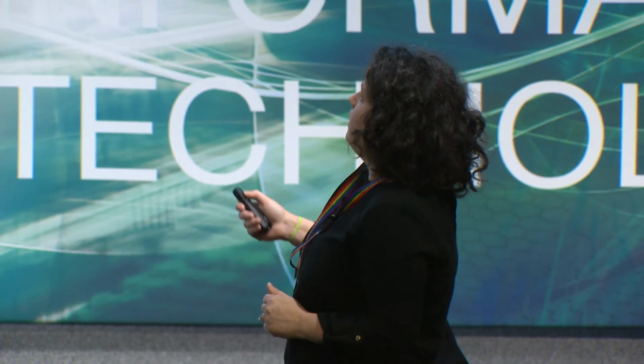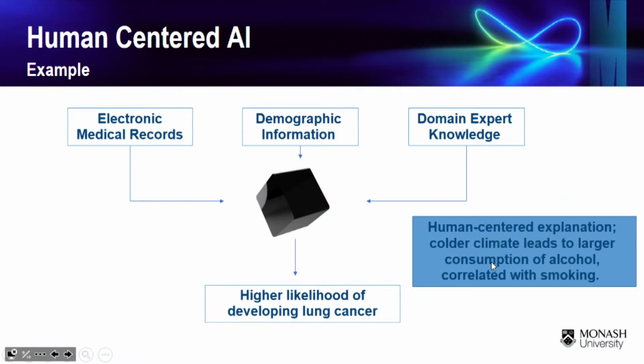So what we need is a human-centered explanation. The human-centered explanation considers this. Norway is a place with a cold climate. Okay, colder climates lead to higher alcohol consumption. People go out to bars, people tend to drink more. Usually when you're drinking, you're either smoking yourself or in company with people who smoke. And that's a direct correlation of lung cancer. So this explanation coincides with the human reasoning process. And not only that, we now know what we need to do to reduce this output.